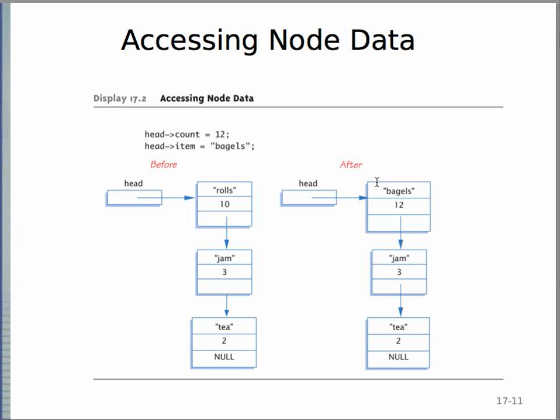Okay, so if you have just structs and global functions, you can access individual data members inside a struct by saying head arrow count. You're just going to access the count data member of the node pointed to by head. You can assign it a value 12. Okay, we didn't do this in the examples, but if you're storing strings, like the item data member is a string, you can assign it the value bagels, and you've changed this data member.